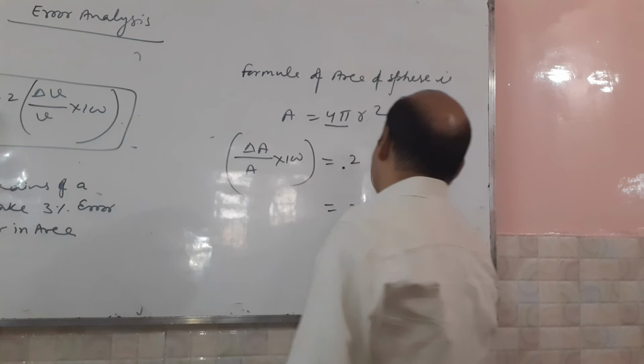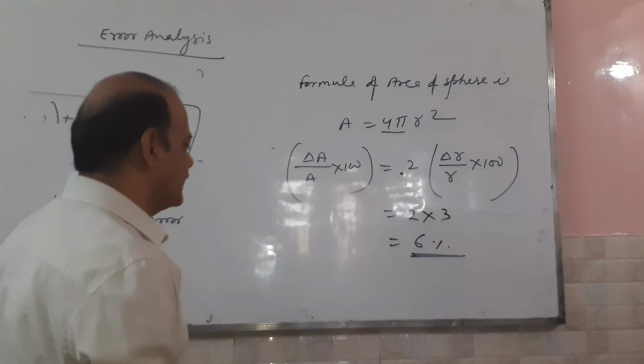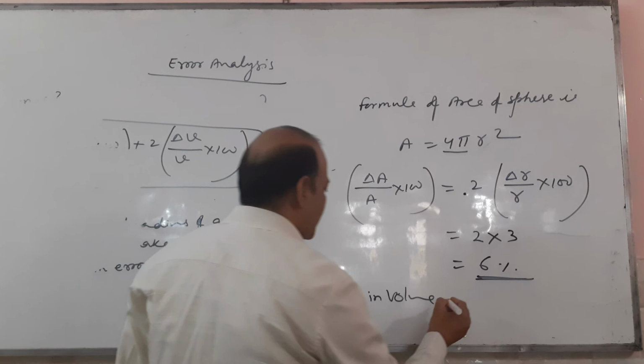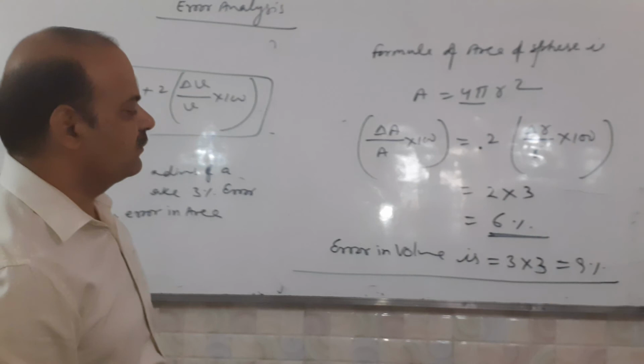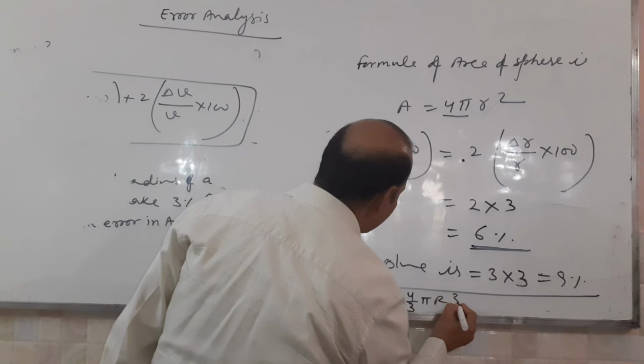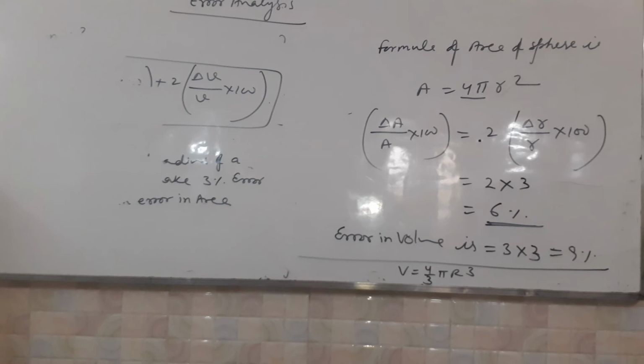That is, the error in area is 6% and the error in volume is 3 into 3 equal to 9%. This is the error in volume because volume equal to 4 by 3 pi r cube. We can calculate the percentage error in this manner.